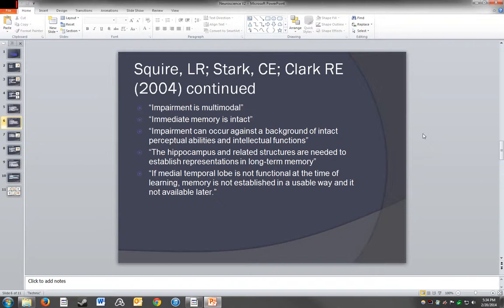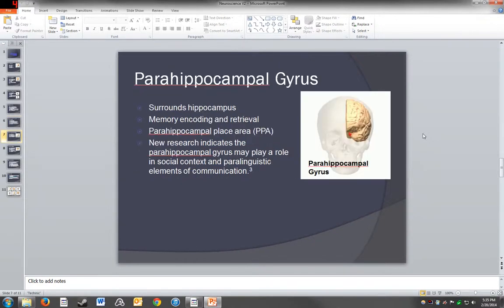Finally, impairment can occur against the background of intact perceptual abilities and intellectual function, which means people can still solve math problems or score very high on IQ tests or similar to what they were before any impairment occurred. So it doesn't affect your cognitive ability to solve problems that are present, but it affects your past learning. Moving on to the parahippocampal gyrus.